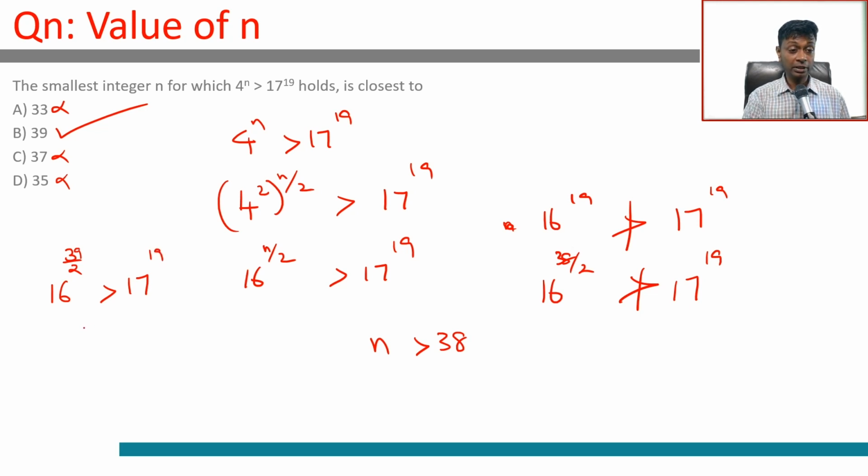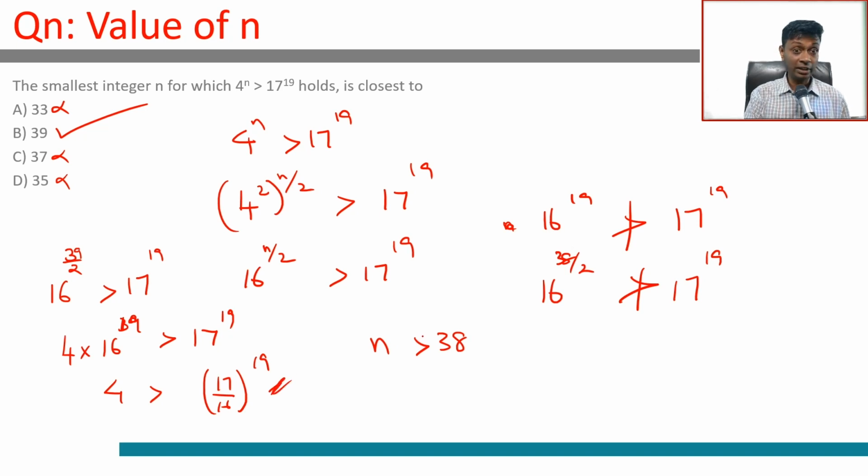Fine. It should be, I'm not saying it is not. This is 4 into 16 power 39 is greater than 16 power 19 is greater than 17 power 19. 4 is greater than 17 by 16 whole power 19. This could be tough to prove. It should be. That's what the question is telling us. But we do not have to worry about it.